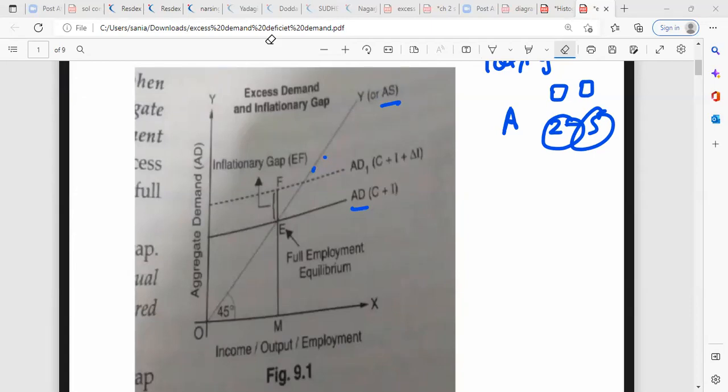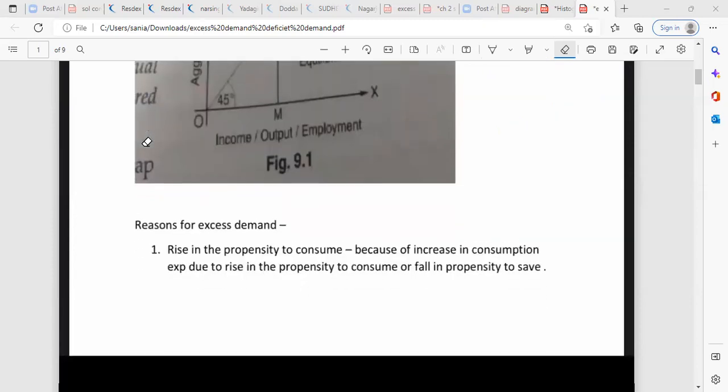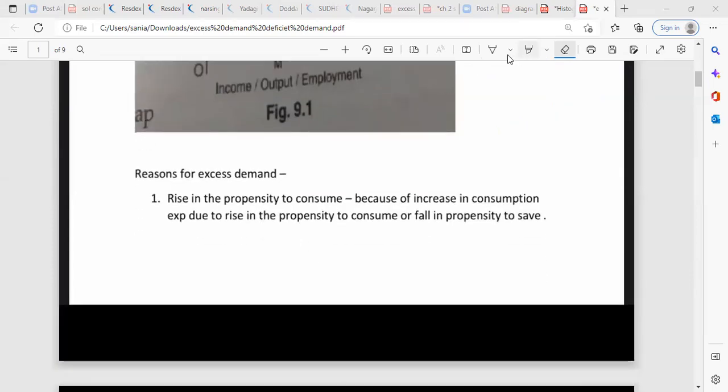Done now. Okay. So let's just start with the next. Now the question is, ma'am, what are the reasons for excess demand? Why are people demanding a lot? What happened to them, right?